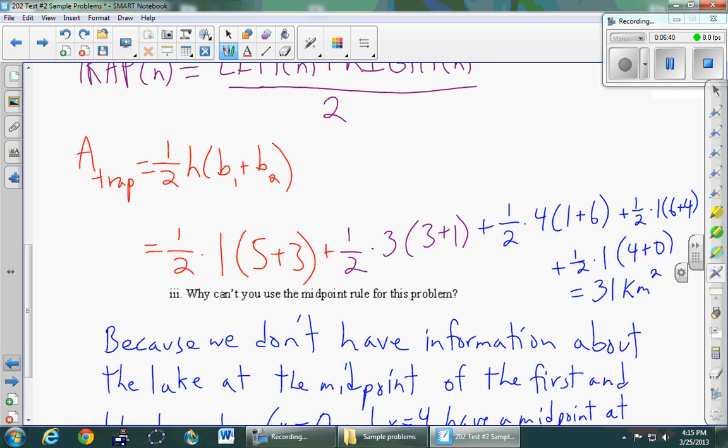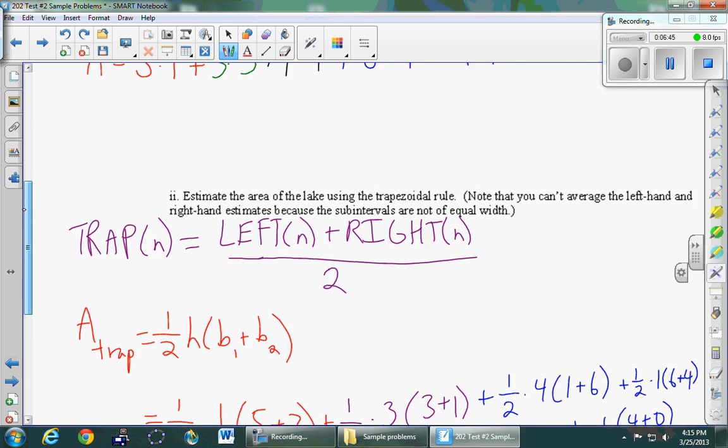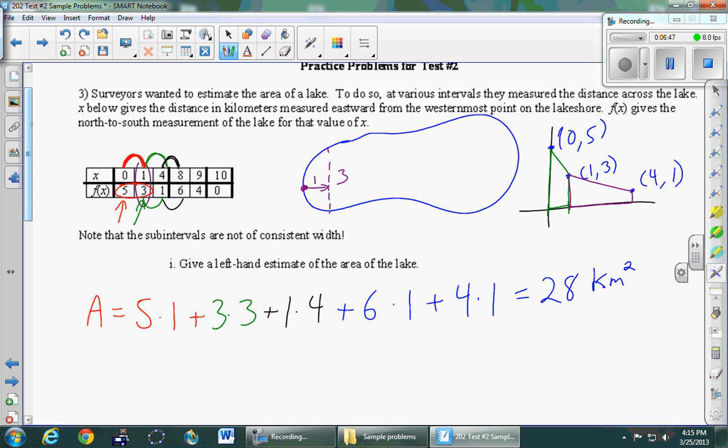Okay, last part, part 3: why can't you use the midpoint rule for this problem? In order to use midpoint rectangles, we need to have information about midpoints. For example, if I'm looking in that first interval from 0 to 1, the midpoint is at 1/2, but I have absolutely no information about the lake 1/2 kilometer in. So if I want to have any chance at this working, I better skip over a point and cross my fingers and hope that it's the midpoint of the 2 points that are surrounding it. Unfortunately, for 0 and 4, the midpoint is at 2, and we have only information about 1.